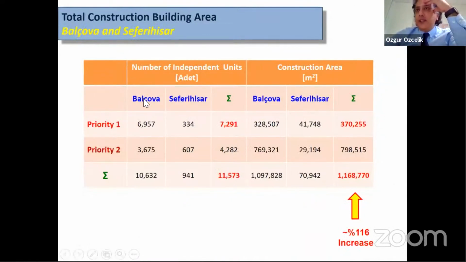You can do a lot of things with all these results. For example, you can come up with total construction building area. If you look at priority 1 buildings, you have 370,000 square meters of construction area. If you include the priority 2 buildings, then you get this much additional construction area. If you add the second priority level buildings, you would get a 116% increase, okay?